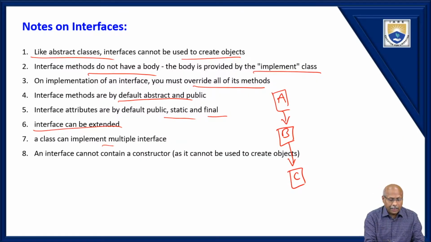A class can implement multiple interfaces also. A single class can implement multiple interfaces. So with the help of that concept, you can implement multiple inheritance. An interface cannot contain a constructor, so that's why you cannot create an object.